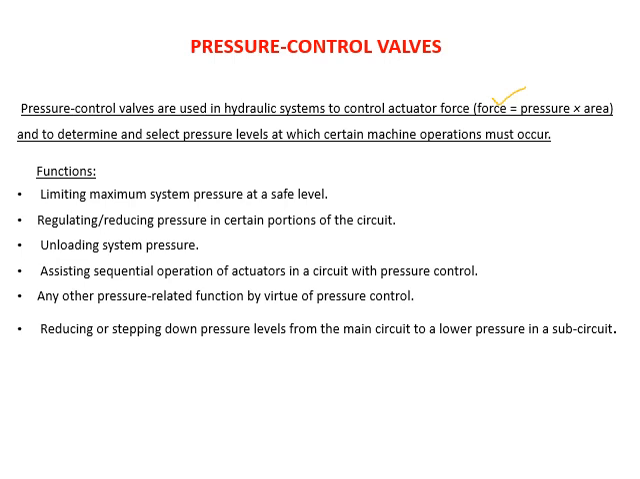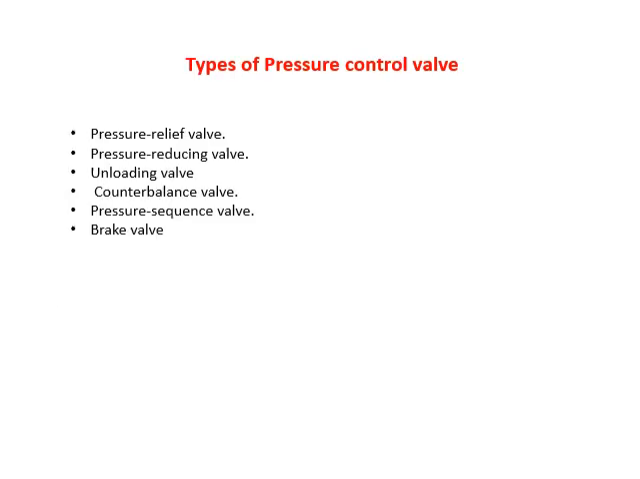Now we are going to study that for each particular function, the type of pressure control valve is different. So there are different types of pressure control valves that we are going to study. The first type is the pressure relief valve, then pressure reducing valve, then unloading valve, then counterbalance valve, pressure sequence valve, and brake valve. We are going to study the circuits associated with all these types of pressure control valves.